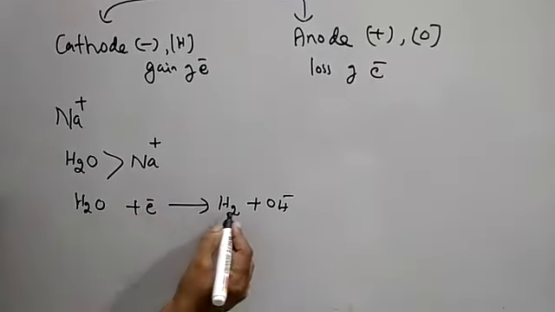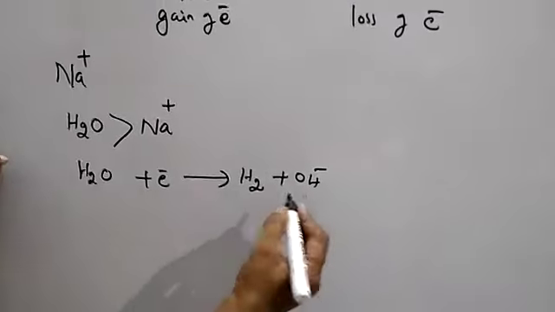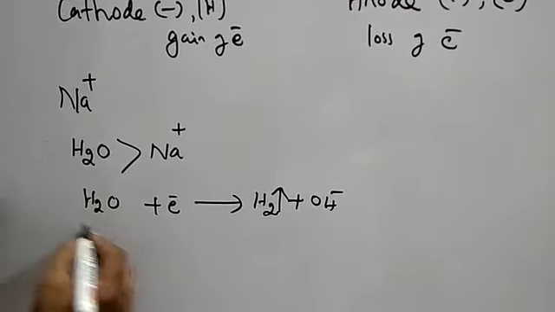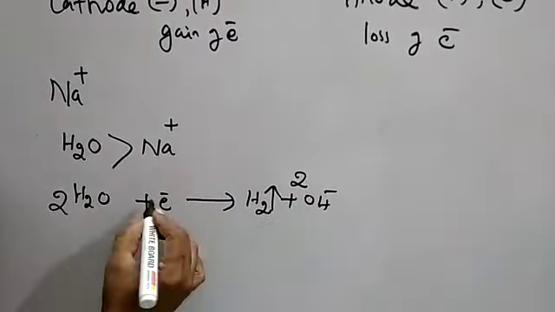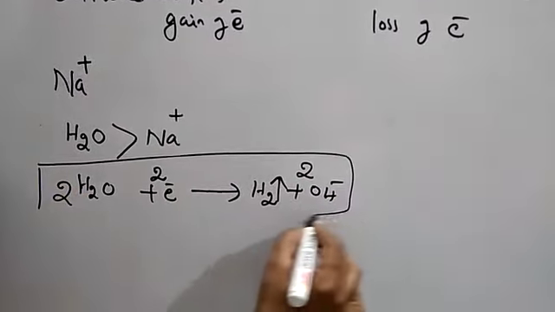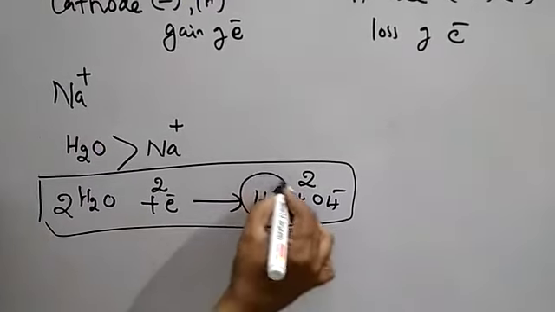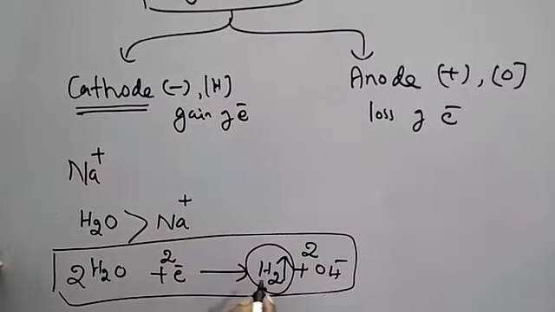here it is 2 H2O, giving H2, which will come out as a gas, plus 2 OH minus. So now you put the 2 electrons. This is the reduction reaction of water. The gas hydrogen is released at the cathode. This is the first point.